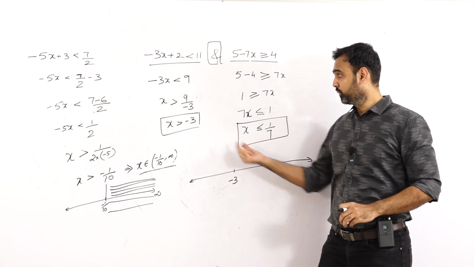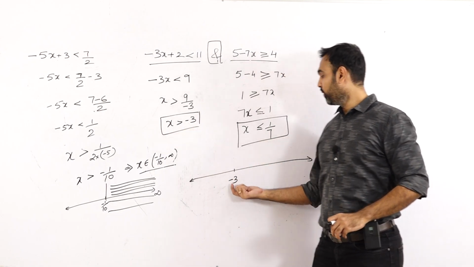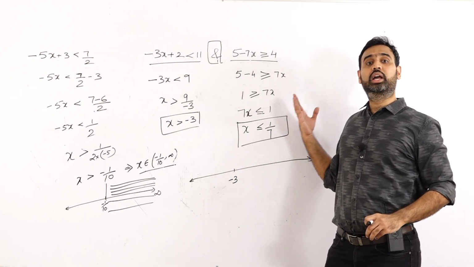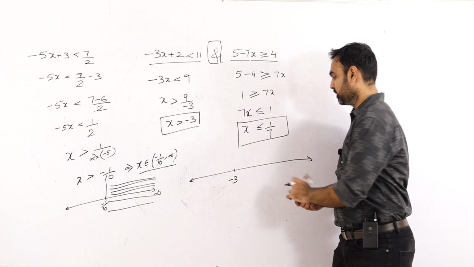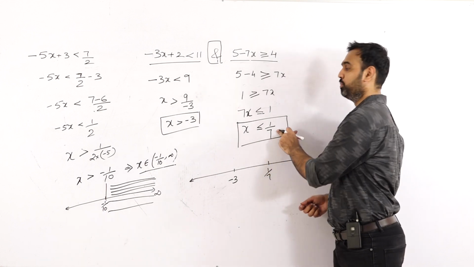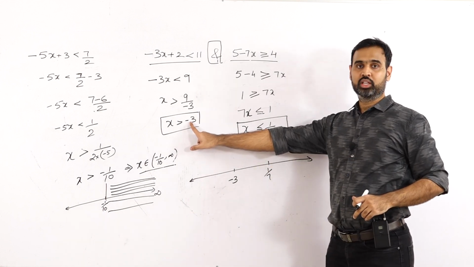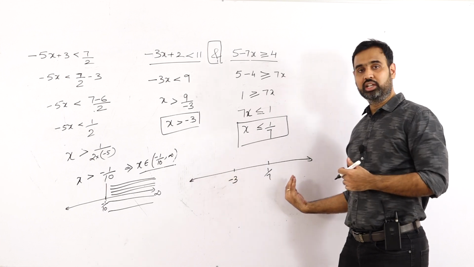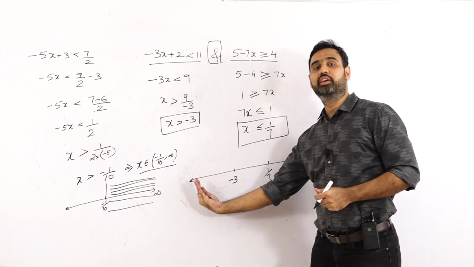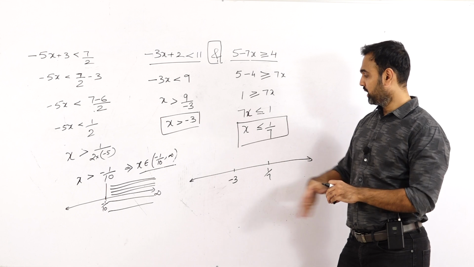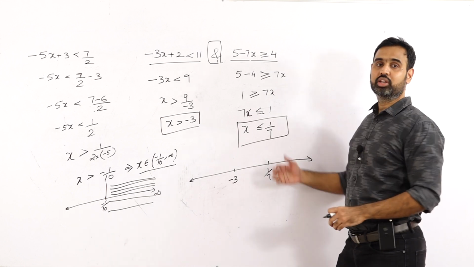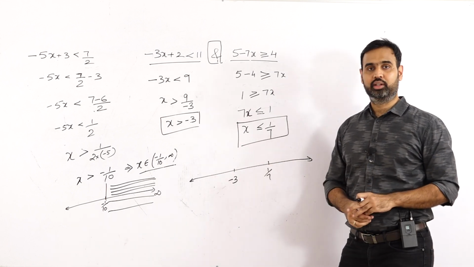Okay, remember one thing, minus 3 is a negative value, 1 by 7 is a positive value, so it comes to the right of minus 3, which is greater. 1 by 7 is greater than minus 3. So a value which is greater will be on the right side, the smaller value will be on the left side of the number line. So minus 3 is on the left, and 1 by 7 is on the right of the number line, correct.